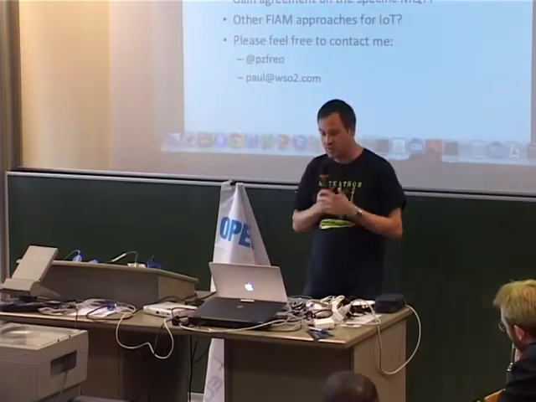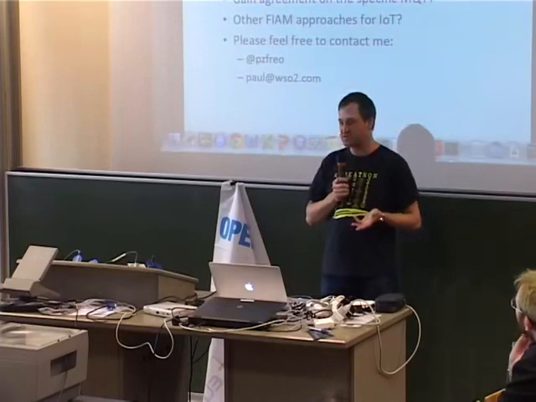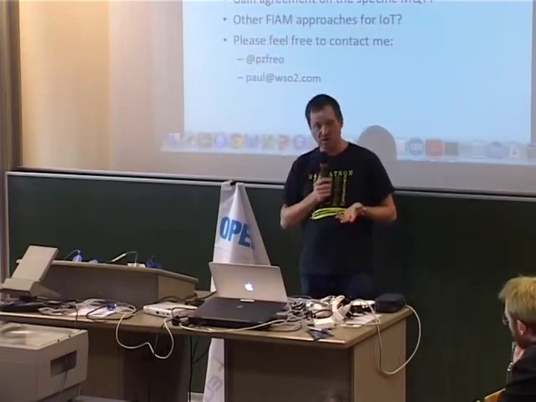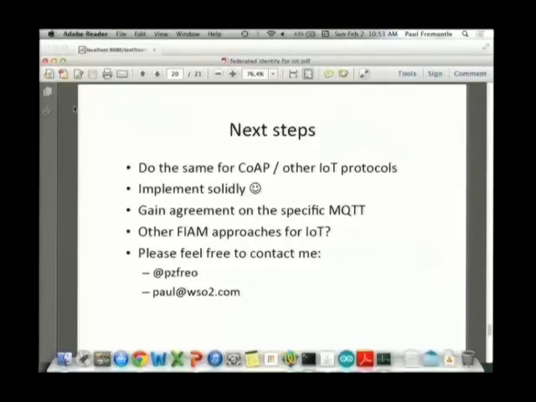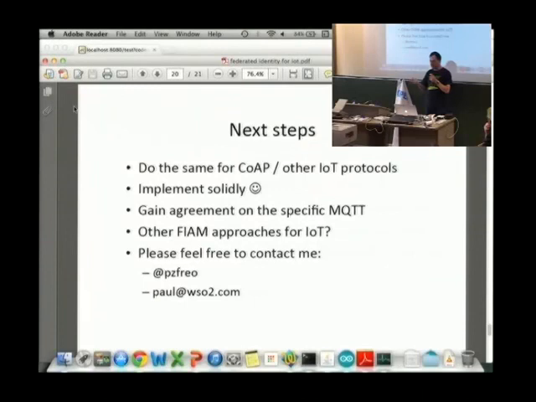So the next steps: I want to do the same thing for the Constrained Application Protocol or any other IoT protocols people want. Obviously, I need to fix my implementation. It did work, but only just. And I think that little flow with MQTT or with CoAP ought to be defined in the same way as it is for HTTP. Here's how you do a refresh on a different protocol.